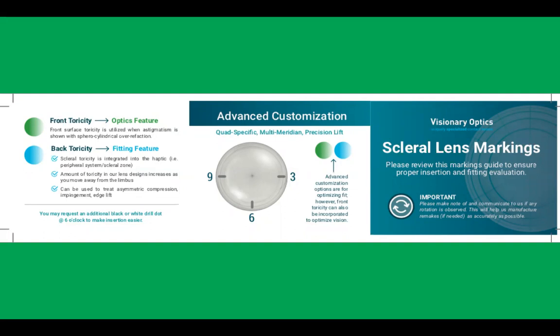And unlike the toric lenses, the quadrant-specific lenses do have to be applied at their specified location. Yeah, you want to apply them initially at the correct position because they won't necessarily rotate into position if they're off axis.